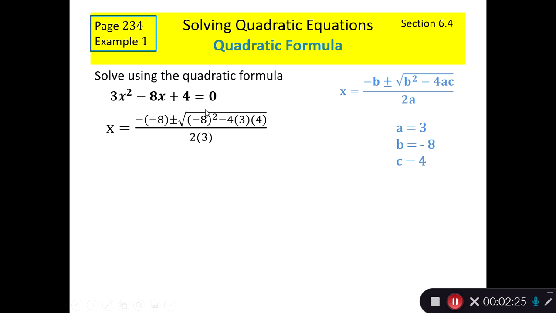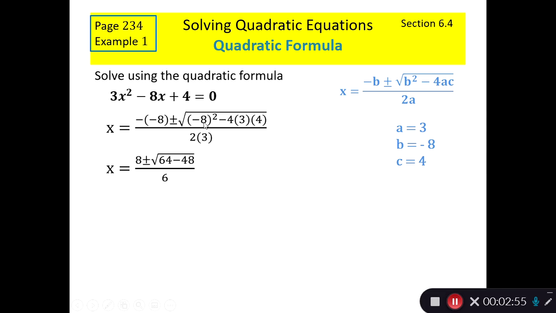This step here, besides making sure that this is 0, is important because once you fill all this a, b, and c in and substitute it, all it is is arithmetic. So don't do this in your head. Write it out just the way we have here. Now, negative of a negative is a positive 8, plus or minus. And when we come over here, we always work what's inside the radical.